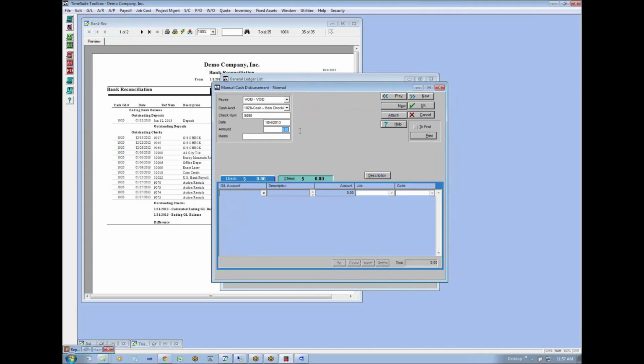And you'll leave this at 0. And let's say check 9098 was voided, and maybe it was voided on 10/02, and you just hit next. And then it'll show up in your bank reconciliations area as a voided check, okay?